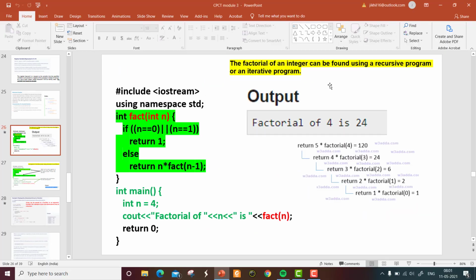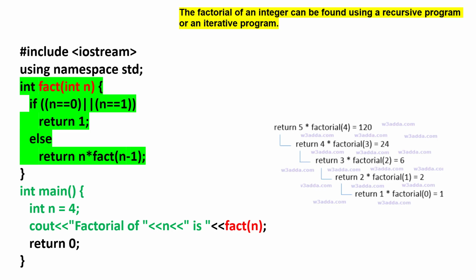So this problem is to find the factorial of an integer using a recursive or iterative program. What is a factorial? That means 3 factorial is equal to 3 into 2 into 1. 5 factorial is equal to 5 into 4 into 3 into 2 into 1. So in a very simple way, n factorial is equal to n into (n minus 1) factorial.